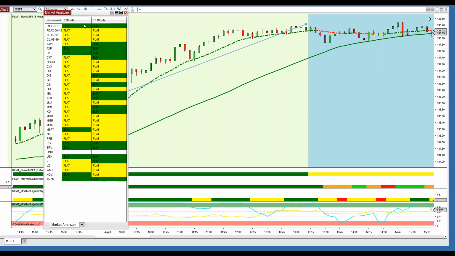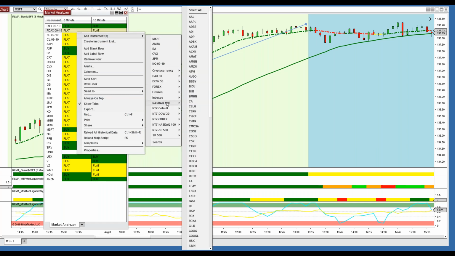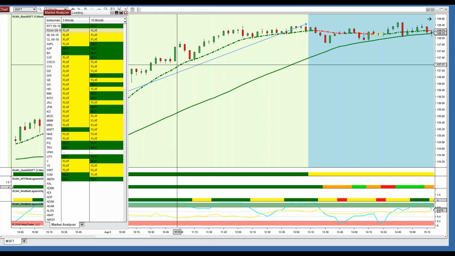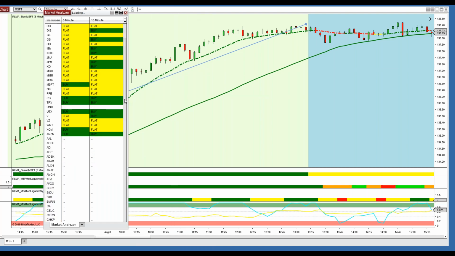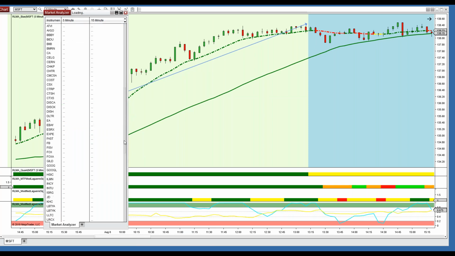I mean, you may want to look, if we go to add instruments, you can add the entire NASDAQ 100. Now, I don't know if you want to do that, but you can. We just added 100 tickers. Now, it's going to take a while for them to load all that data. But 7 may have a problem with all of those tickers. 8 will have no problem with that.